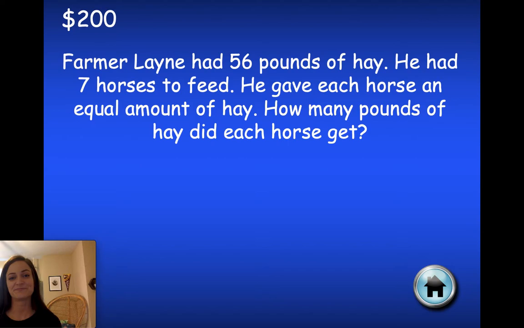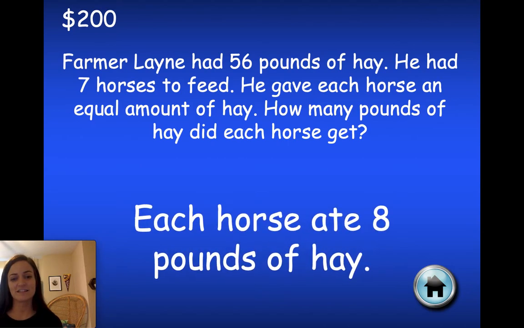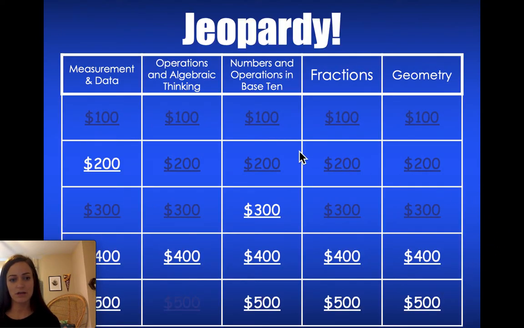Go. All right, let's see. Good, the teacher got it right on this one. Each horse ate 8 pounds of hay. So 56 divided by 7 is 8. Or if we remember our rhyme, we'd go 5, 6, 7, 8. 56 is 7 times 8. Okay, each horse ate 8 pounds of hay. All right, let's go back to our game board. Let's do measurement and data for $200.